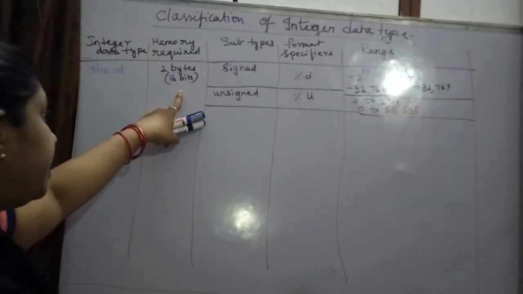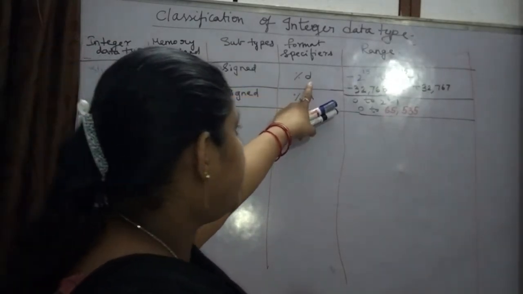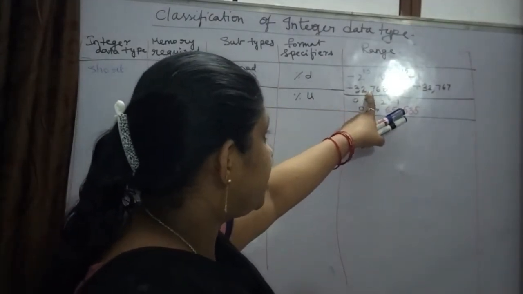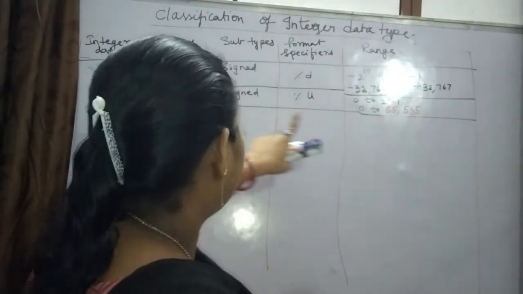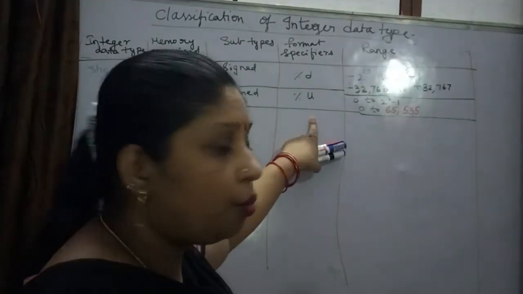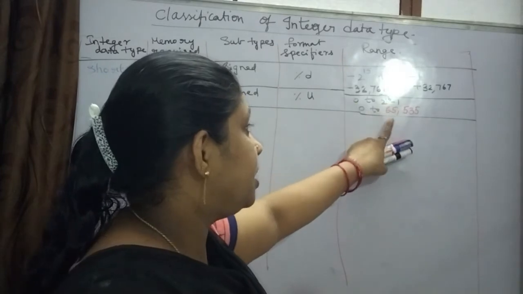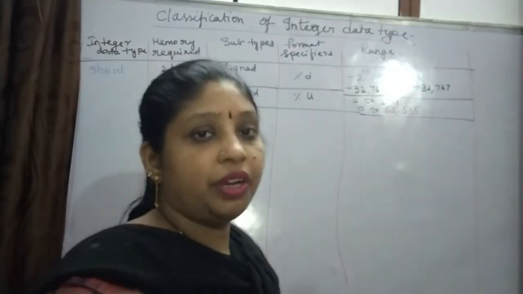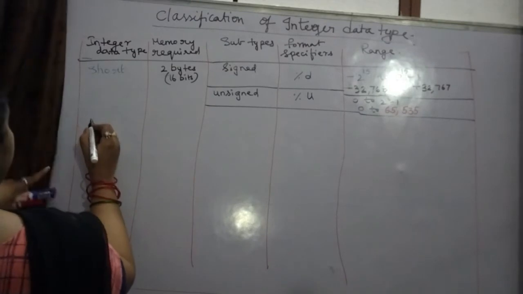So now for short, you have 2 bytes or 16 bits of memory, and the subtypes are signed and unsigned. For signed, the format specifier is percentile D, and the range is minus 32,768 to plus 32,767. And for unsigned, the format specifier is percentile U, and the range is from 0 to 2 to the power of 16 minus 1, that is, 65,535. Next comes the int.